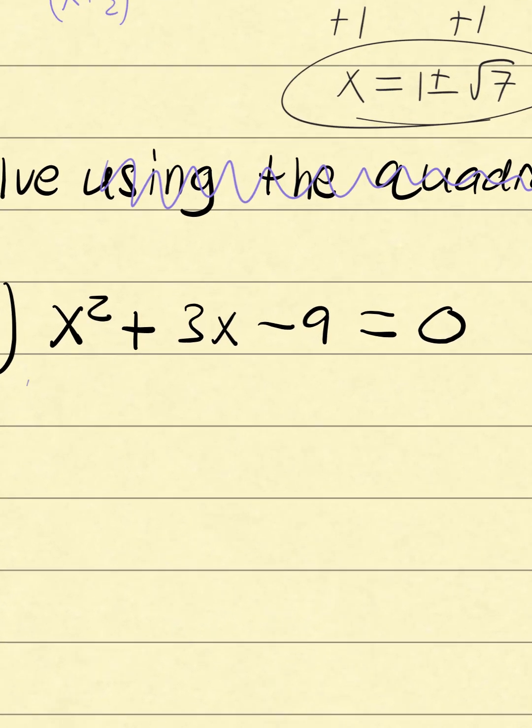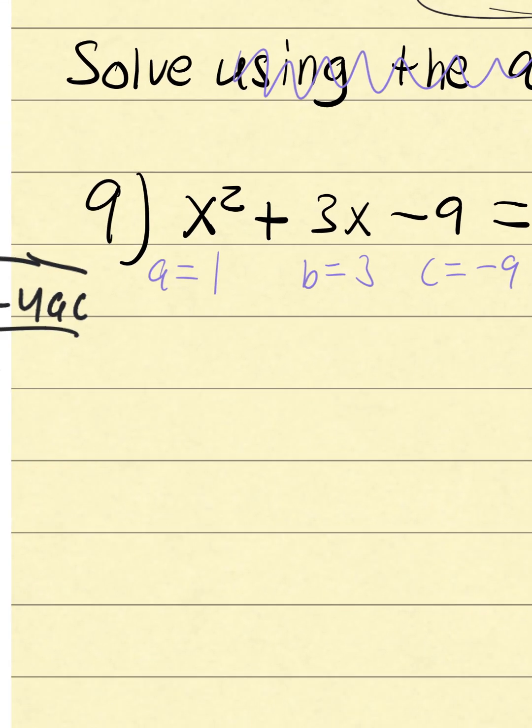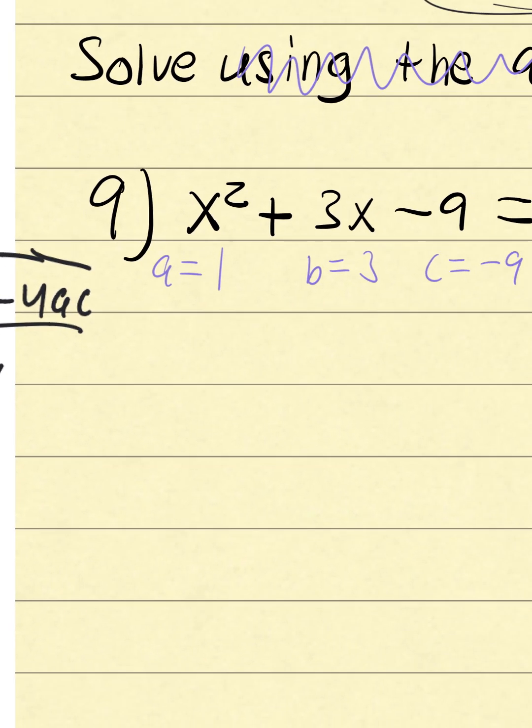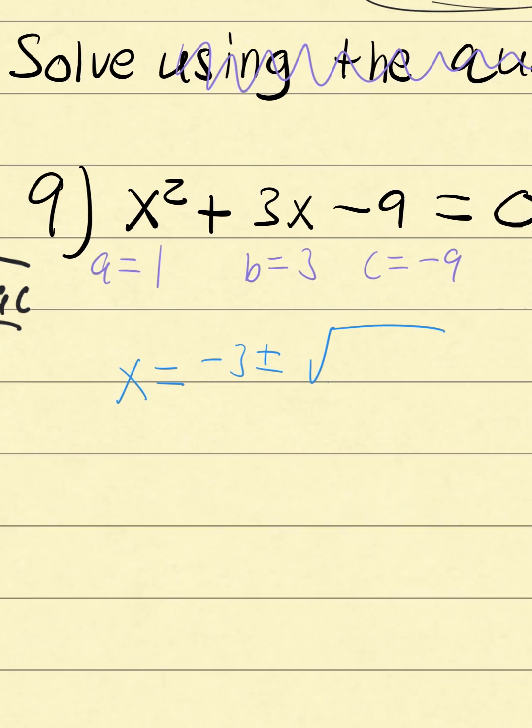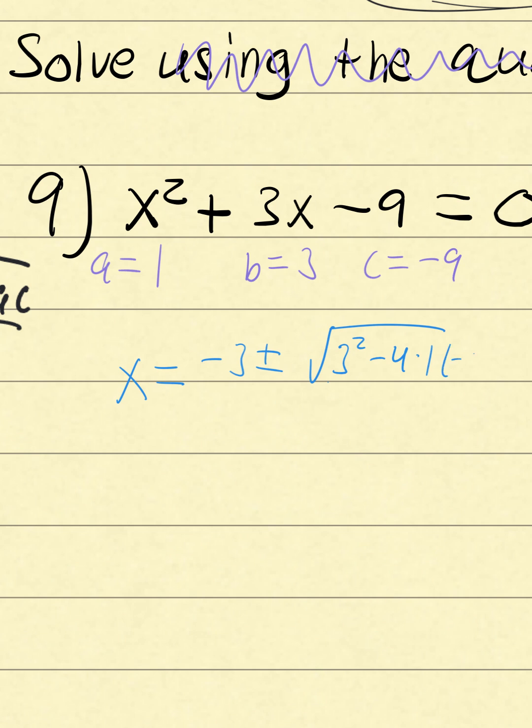Let's label A, B, and C. What's A, what's B, and what's C? B is 3, and then C would be -9, your constant. Once you have these numbers, and if you have your quadratic formula memorized, then all you have to do now is just plug in your numbers. So you get x equals -3 plus or minus the square root of 3 squared minus 4 times 1 times -9 all over 2 times 1.